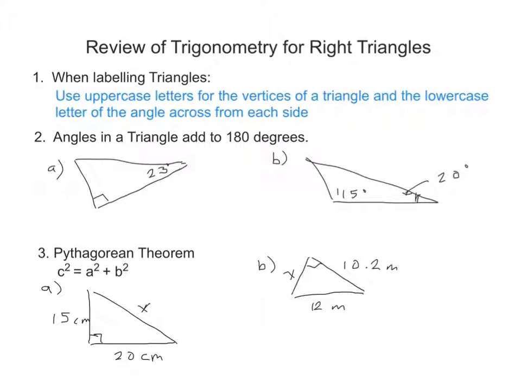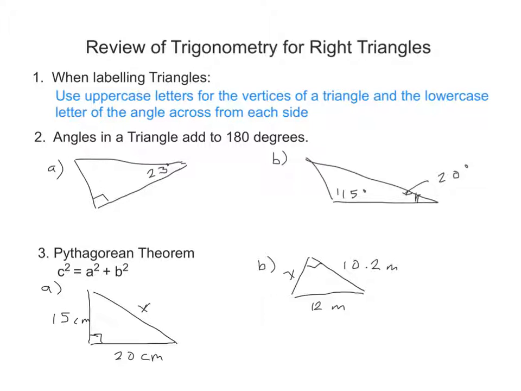Here is our review lesson on trigonometry for right triangles. The first thing that you need to remember when you're working with triangles, you want to label your vertices with uppercase letters and use that uppercase letter for the side length across from it.